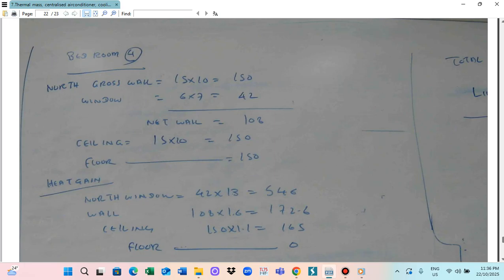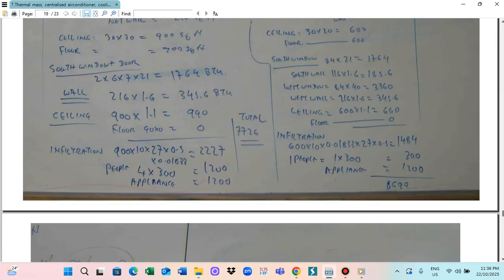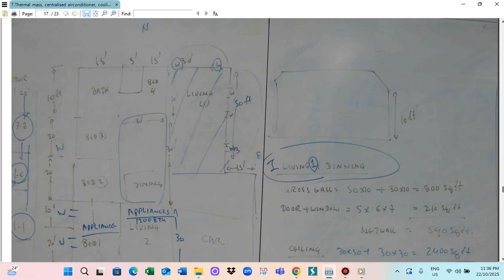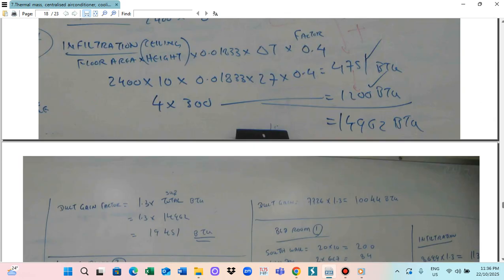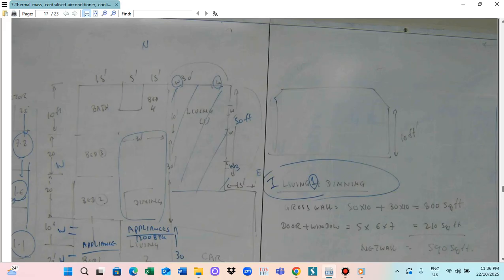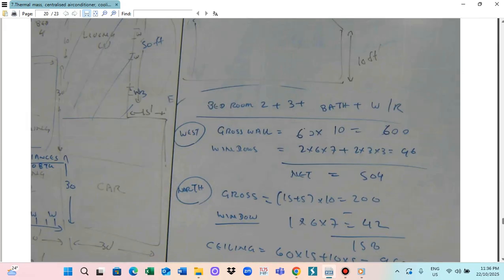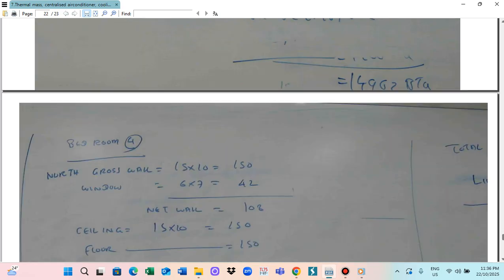Calculate this with bedroom 4. So 15 multiplied by 10. This is the gross wall, this is the north wall. So this is 15 multiplied by 10, so this is 150. The window is only one window. So window 6 multiplied by 7, you get 42. Then you subtract, so this is the net wall. Net wall is 108.